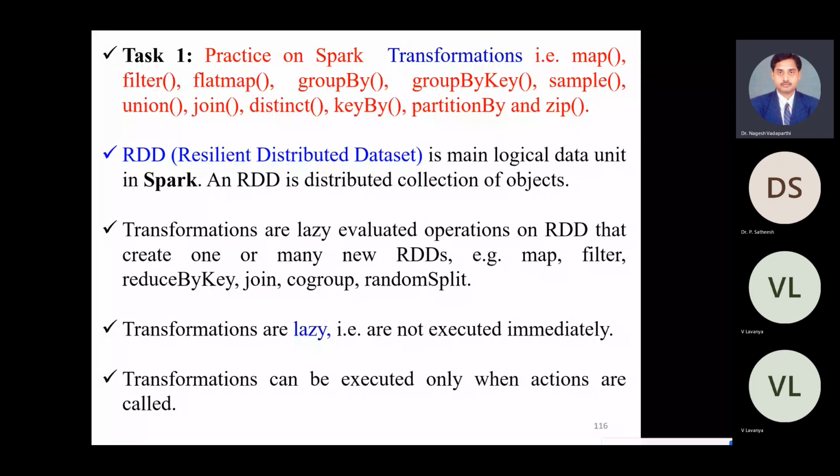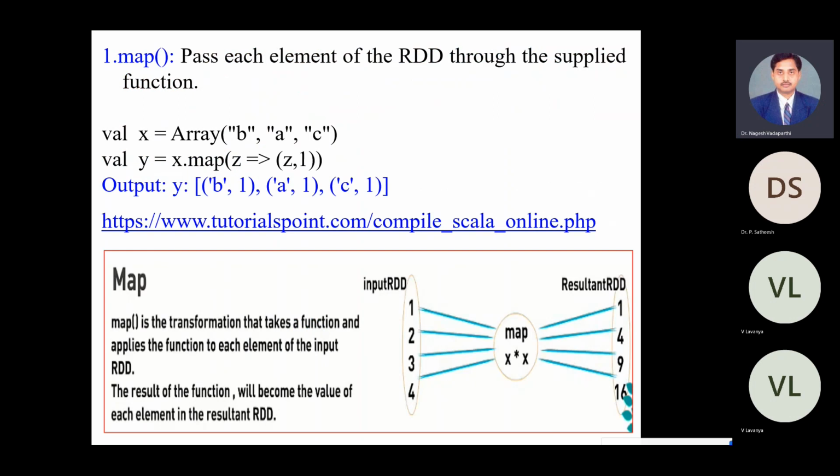I have taken one expression: a plus b within the parenthesis, minus a multiplied by b. First, it will execute within the parenthesis, based on the associativity and the priority of the operators. That's why it is called lazy evaluation. In any programming language, it follows rules and regulations. Transformations can be executed only when actions are called.